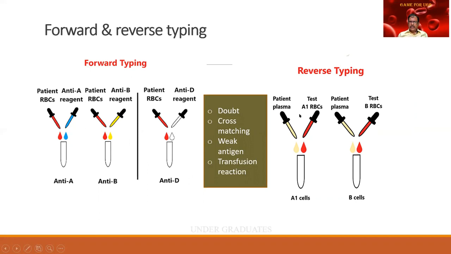Reverse typing is done when we take the patient's plasma and a known blood group. So patient's plasma and a known blood group. These are being tested for A1 cells and B cells. Why do we do it? Whenever there is any doubt in the grouping, or two, when in the cross matching there is any doubt. The antigen that is expressed on the surface is quite weak. And whenever, as I had mentioned, there is transfusion reaction. So this is of extreme importance. We should at least know what is a forward typing, what is a reverse typing. Not very difficult. It has been very simply explained. Spend your time, learn it.